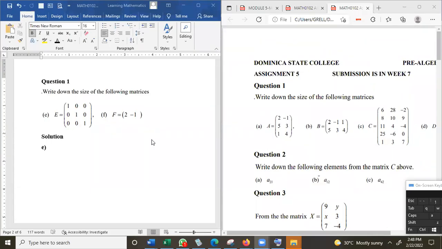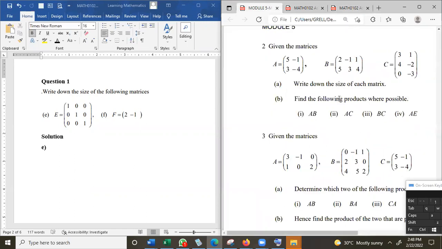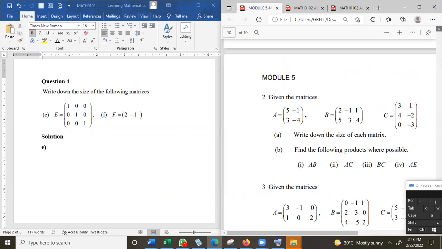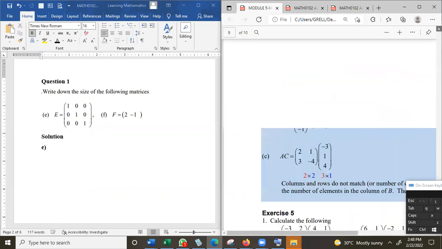Right. A matrix is an arrangement of numbers in rows and columns. Okay. If you go to module 5, giving you all the necessary information that you need with regards to matrix. Okay. So here's module 5. Here you have some exercises given.